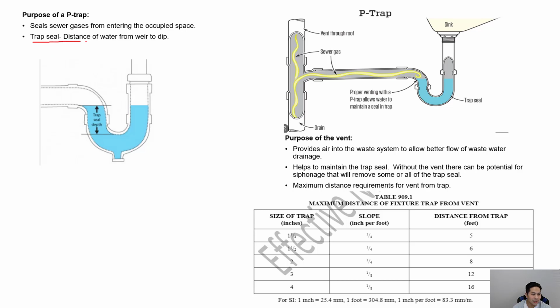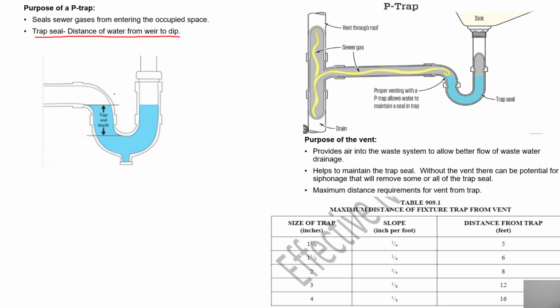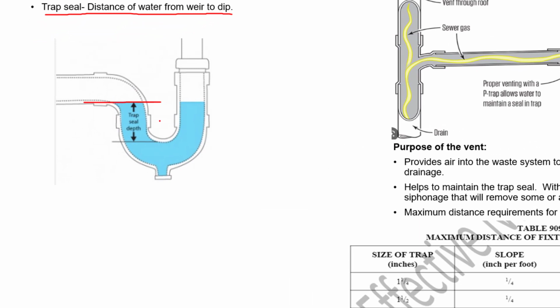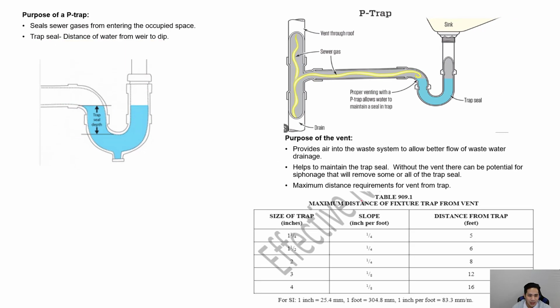And the trap seal is the distance of water from the weir to the dip. The weir is this part, and the upper part of the dip is here, and this here would be the trap seal. So the amount of water that has to evaporate before the sewer gases can actually come back into the occupied space. And there is also a maximum distance that the fixture trap can be from the vent.